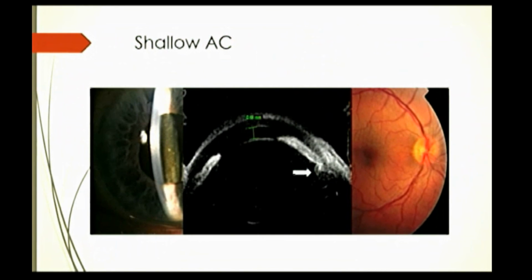What is this, Abdurrahman? What is the test here? This is a UBM. Showing anterior rotation of the iris diaphragm. Yes, as you can see here.